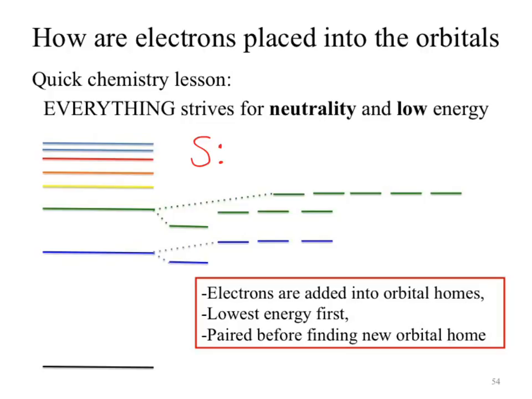Where's my first electron go? The 1s orbital. How many electrons can I put in there? Next electrons.